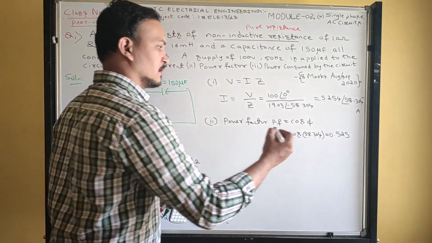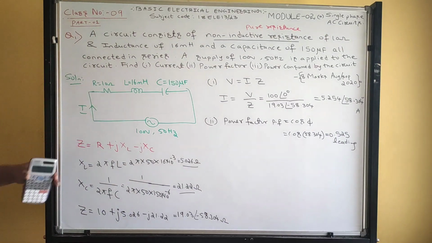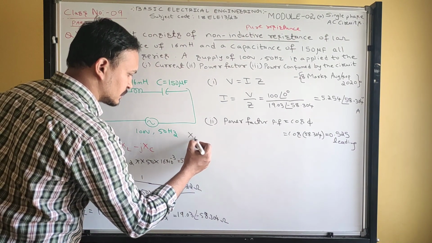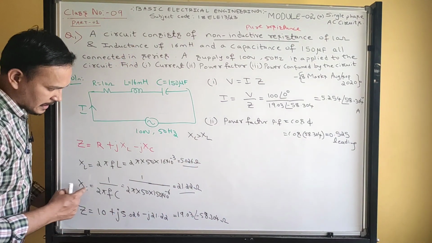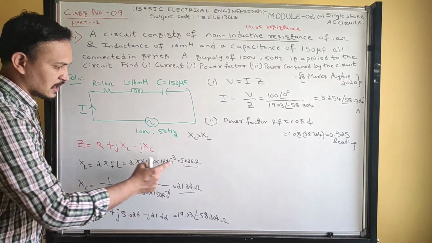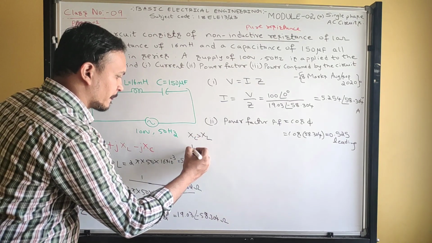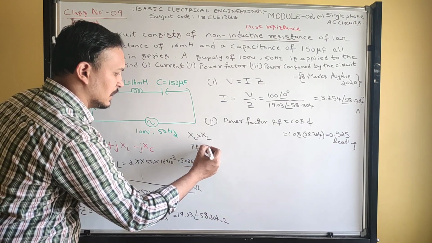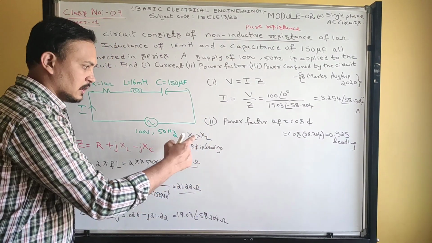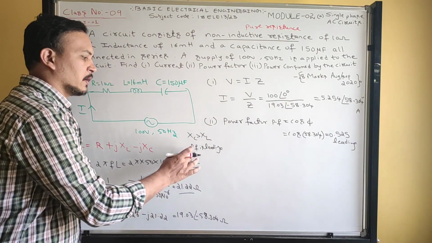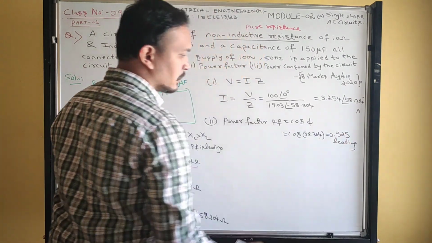Lagging or leading? You should write leading. Why? In an RLC circuit we have studied three conditions. In this problem, XC is more than XL. Look here, XC is 21.22. What is XL? 5.026. XC is more than XL. When XC is more than XL, you should write the power factor is leading. In the other case, if XL is more than XC, then you write power factor lagging. The nature of the power factor is 0.525 leading.